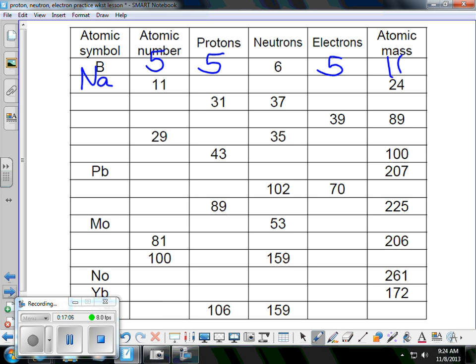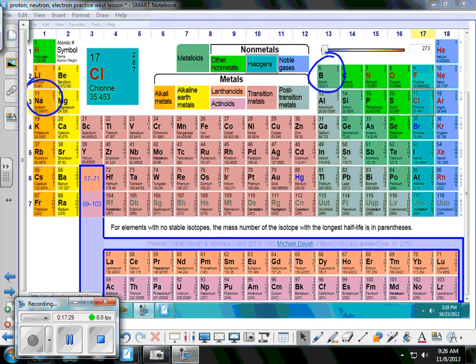How many protons will it have? 11. How many electrons? 11. How many neutrons? 13. We find that out because we say, okay, we got 24 as the mass. We subtract the number of protons. 24 minus 11 gives us 13. How are we doing on this? All right, let's do one more together.